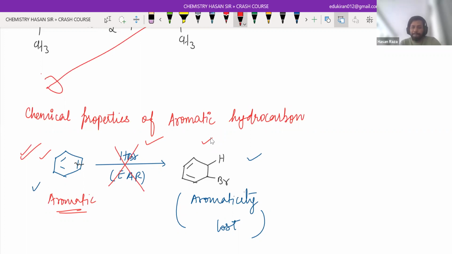Is that clear? Yes, sir. Electrophilic addition reaction it will not give because aromaticity will be lost. Can I change the slide? Please do write it. You can write it here. This is very important.